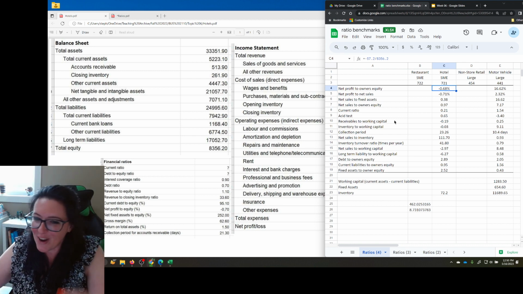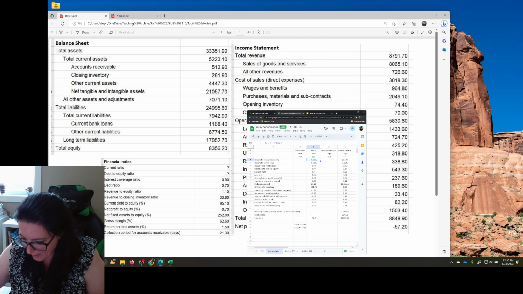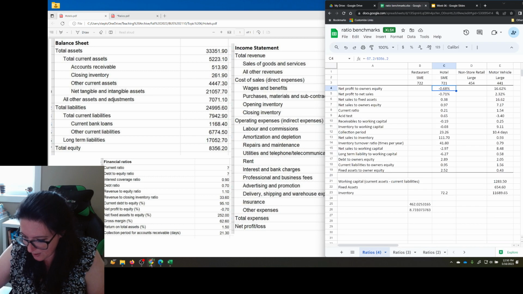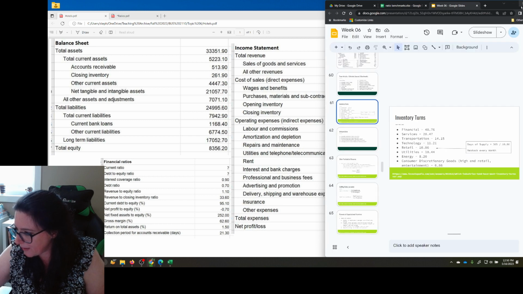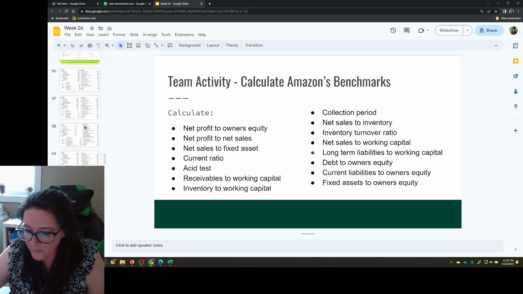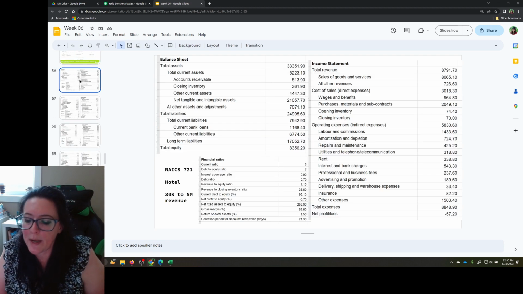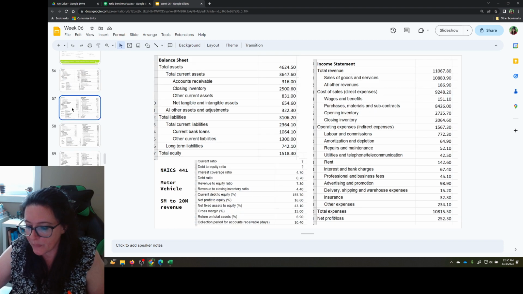All right, so we've gone through these different financial ratios. We've looked at the hotel industry and the motor vehicle industry. And so I'm just going to return back to our slides here. So bear with me. I know this video is a little on the long side. So we looked at the hotel industry, their balance sheet, their income statement, and how to turn those into financial ratios to tell us about how the business is doing.